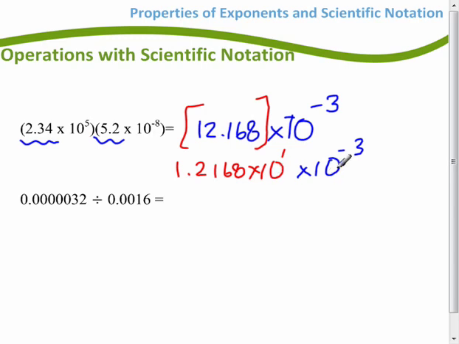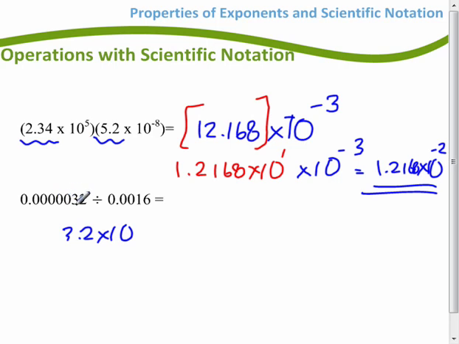Again, here I've got common bases, so I can simply write the number as 1.2168 times 10, and then 1 plus a negative 3 is a minus 2. This would be the correct answer for that product. Doing it with this one, oh, these numbers are, I guess they're very small, but I can change them to scientific notation. 3.2 times 10 to the minus 6 divided by 1.6 times 10 to the minus 3.